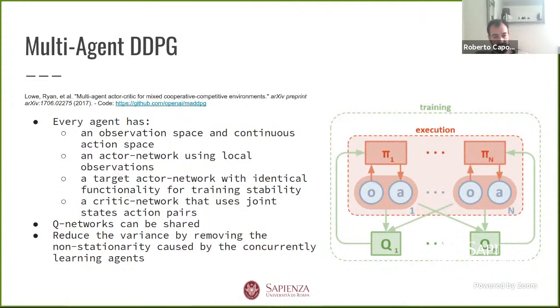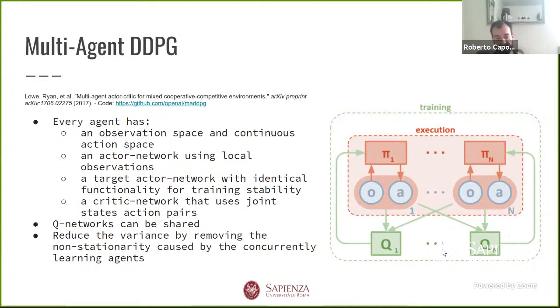So all the states that are visible to the agents are visible to the Q function of each agent, and similarly, all the actions that are selected by each agent are visible to the Q function. Okay, and also one important thing is that these Q networks of each agent can be shared or not. So this means that the bottleneck of the network can be the same, and then they have different heads that are used in order to optimize individually for each agent.